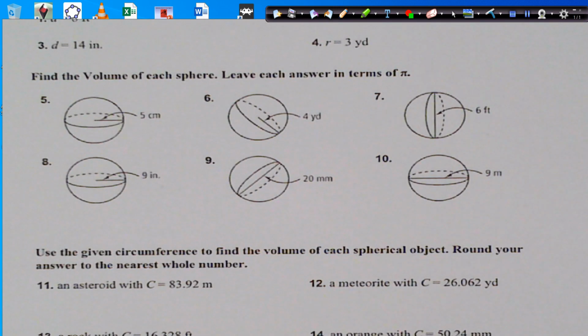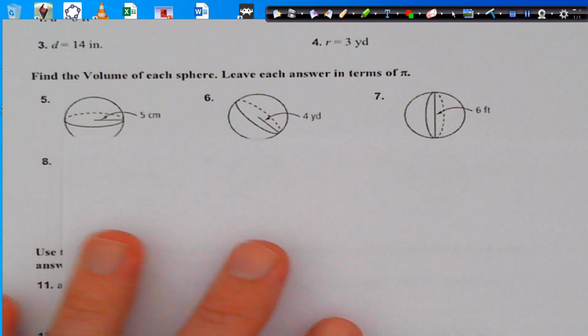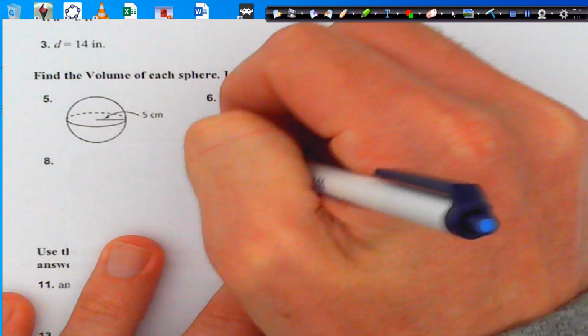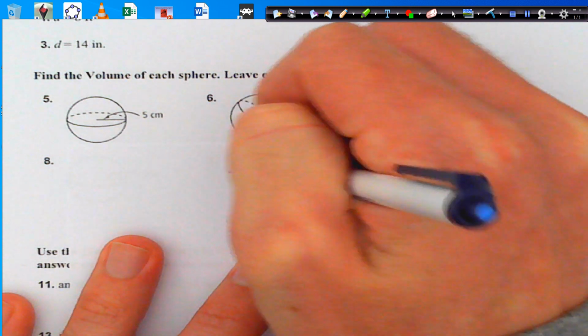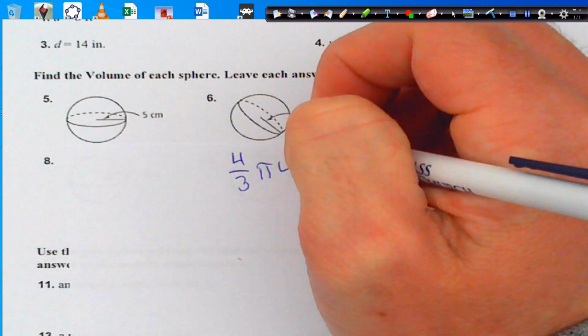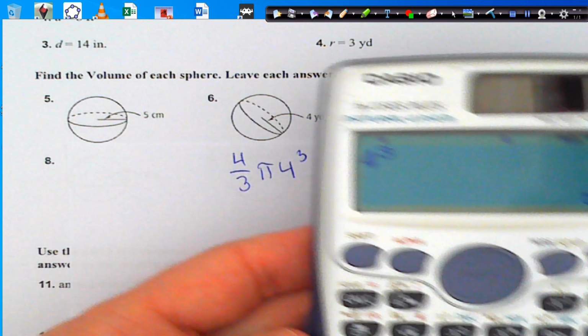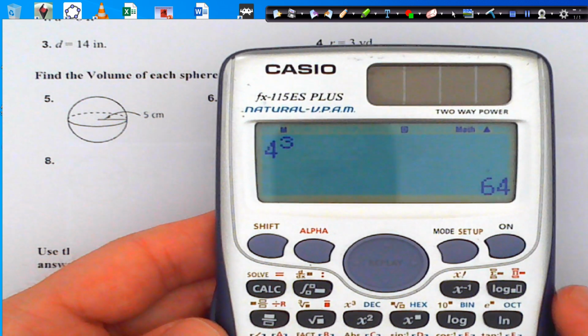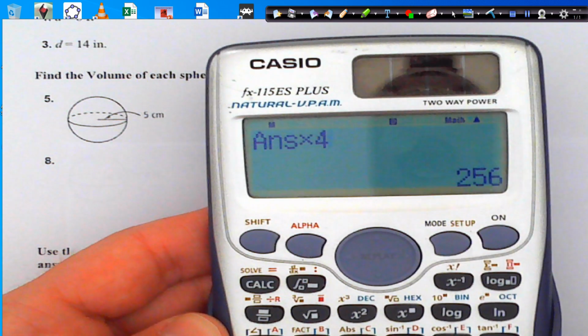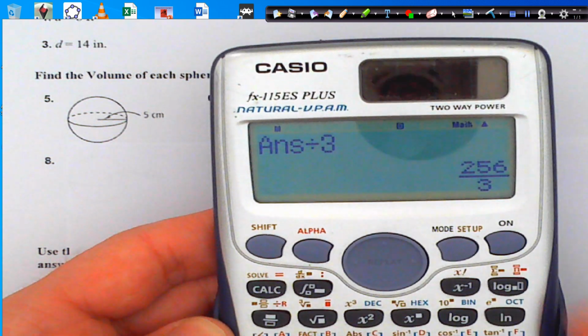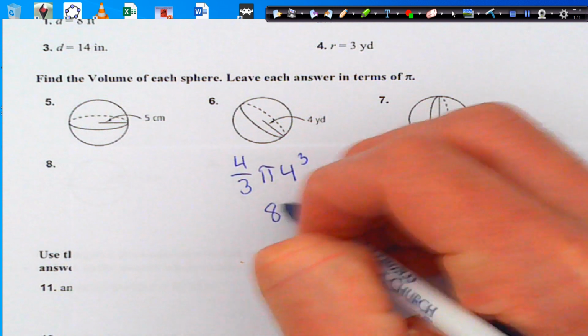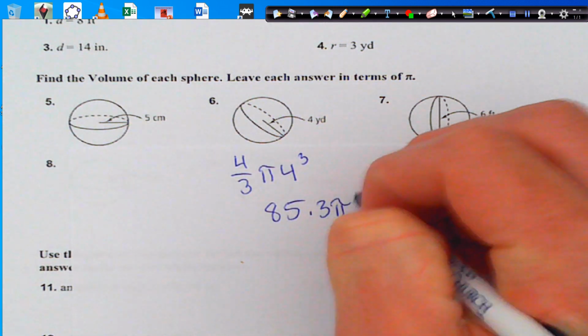These next ones, find the volume, same exact thing. Depending on what we're given here, 4 is a radius, so we're going to plug straight in 4/3 pi 4 cubed. So 4 to the third power. And I'll show you off the screen. 4 to the third power, 64, then multiply by 4, divide by 3, and we should get 85.3 pi.